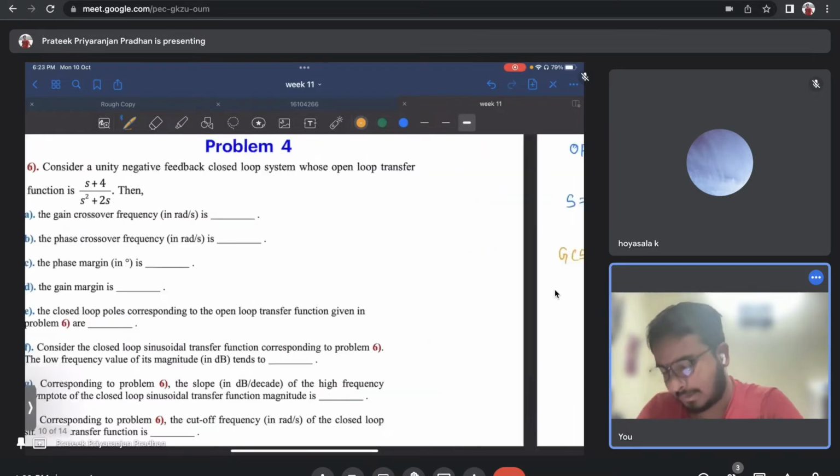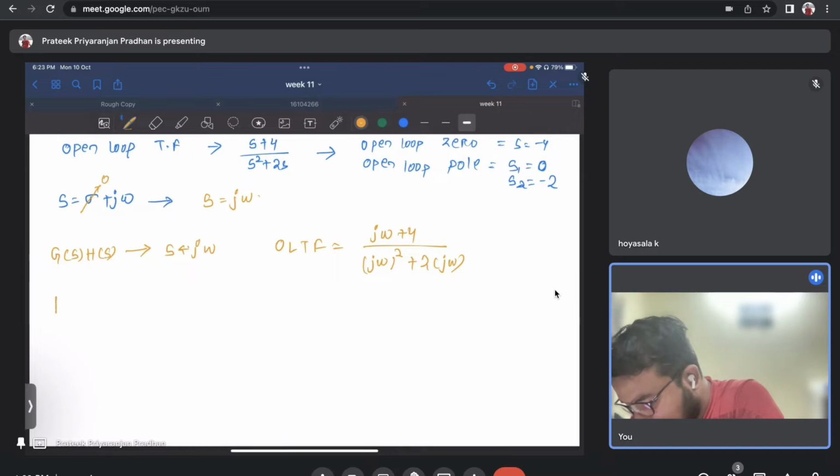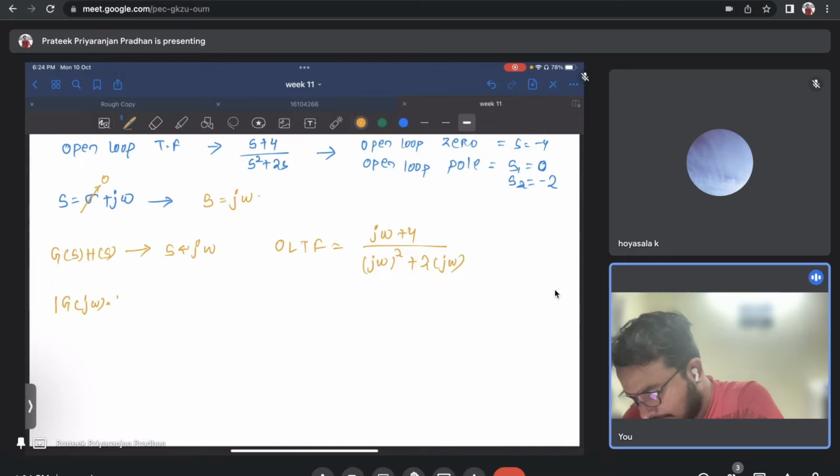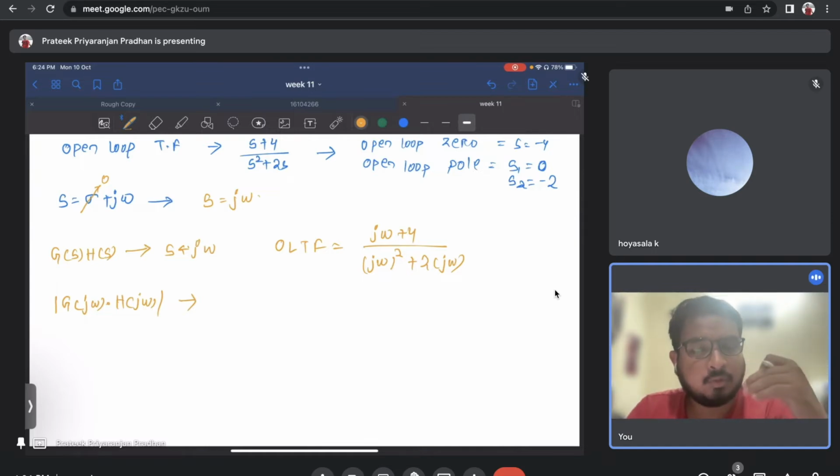Okay, correct. Whenever we are considering a frequency domain analysis, we consider two things: one is the magnitude and another is the phase, of G(j omega)H(j omega). The magnitude will be simply the numerator magnitude over the denominator magnitude. Do you know how to get the magnitude and phase of a transfer function? Otherwise, I will just brief about it also.